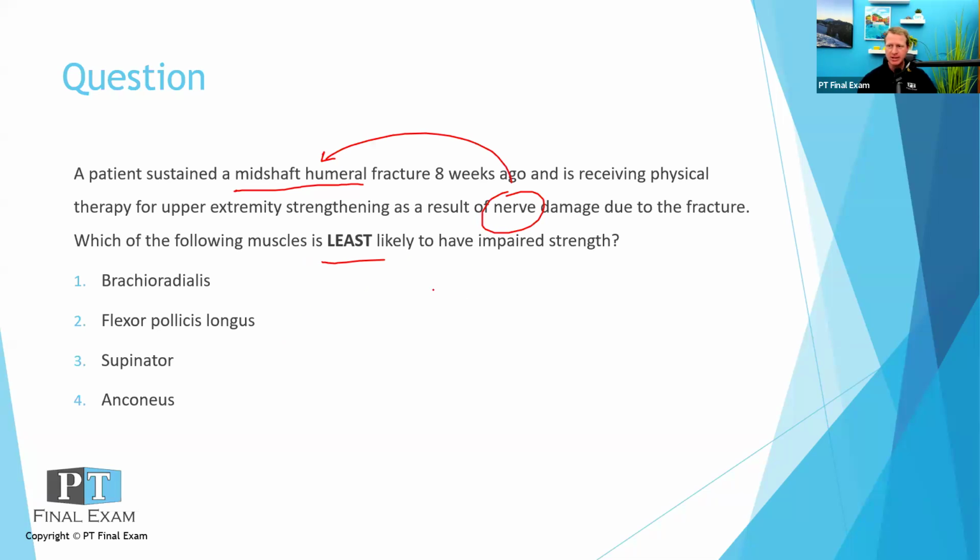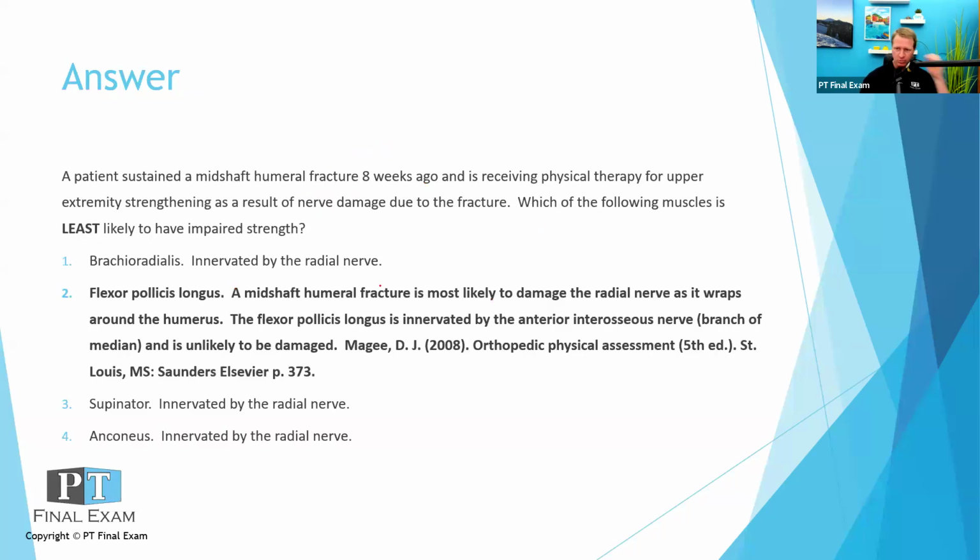Well, we know that the radial nerve is the most likely nerve damaged with a mid-shaft humeral fracture, and that's because the radial nerve is attached to the humerus right here in the middle. So if you had a radial nerve injury, what muscles will be impaired? And this one even says which is least likely to be impaired. Well, looking at this, we see that the flexor pollicis longus is innervated by the median nerve and is not likely to be implicated in the case of a radial nerve deficit.